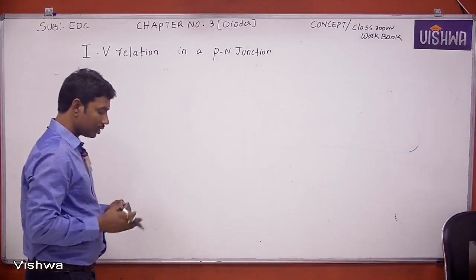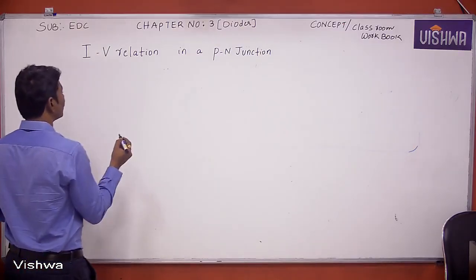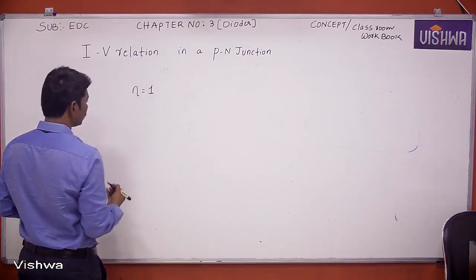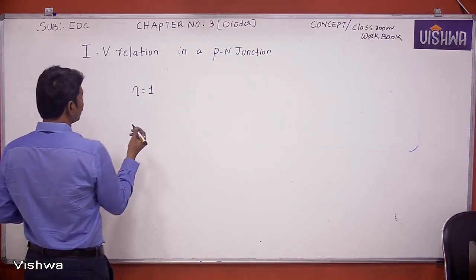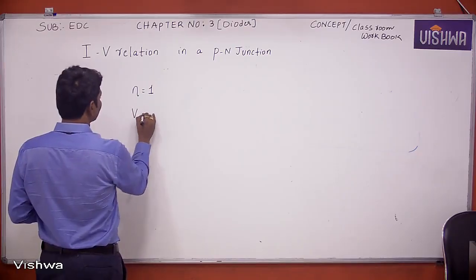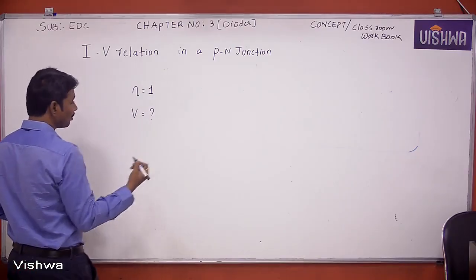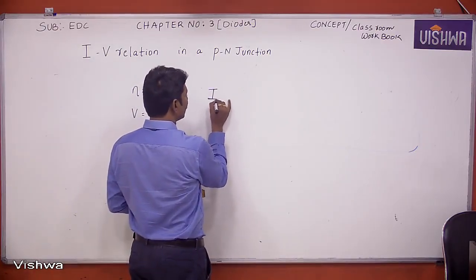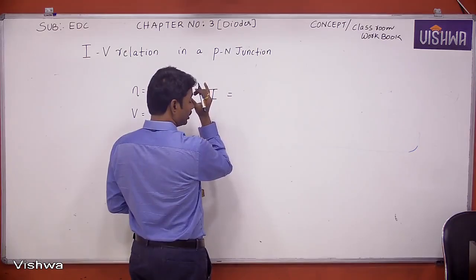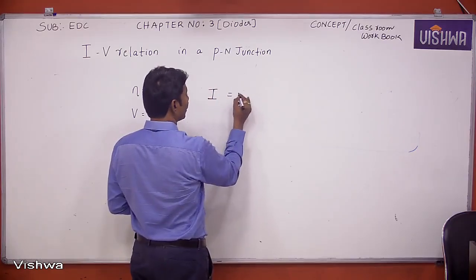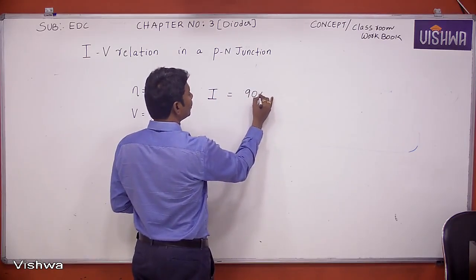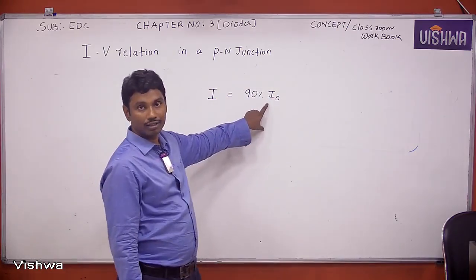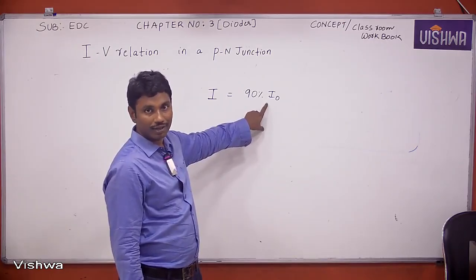All of you read the question once. What is given? They gave a germanium diode, and for germanium, eta is 1. What we want to find is the voltage across the diode, nothing but V. The reverse current is equal to 90% of the saturated value, which means I equals 90% of I naught. I already told you this I naught is nothing but the reverse saturation current.